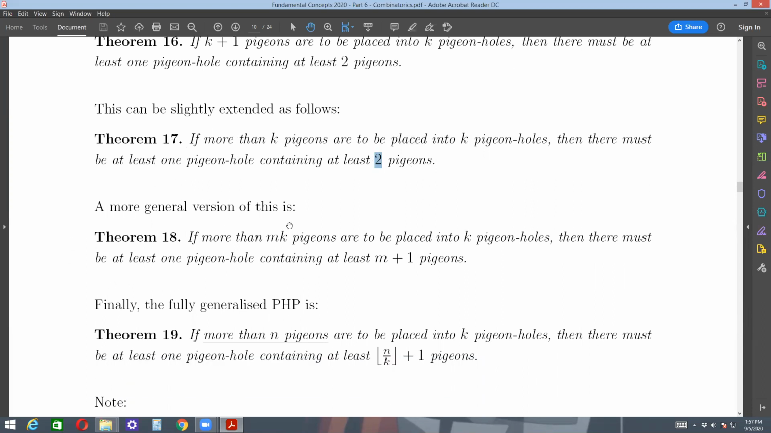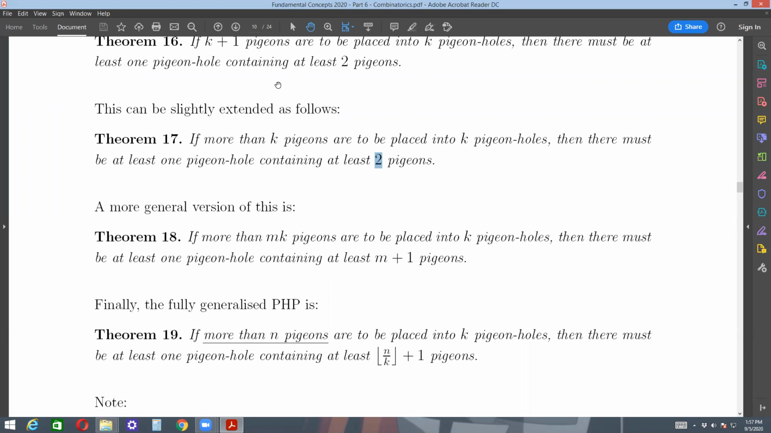All right. Further generalization: this was more than k pigeons trying to go into k pigeonholes. Now we have more than m times k pigeons, again trying to go into k pigeonholes. For example, suppose we had more than 2k pigeons trying to go into k pigeonholes. If you distribute those as evenly as possible, you'll get 2 in each pigeonhole, and then there's an extra pigeon that has to go somewhere. So if m was 2, you would have a pigeonhole containing 3 pigeons. Whatever m is, there'll always be at least m plus 1 pigeons in at least one of the holes.